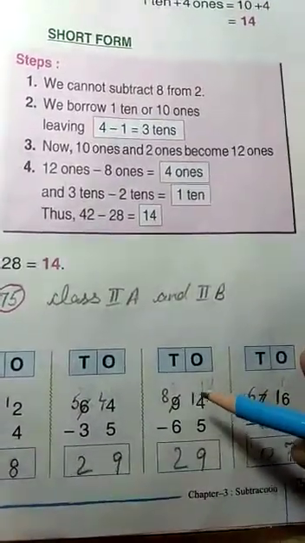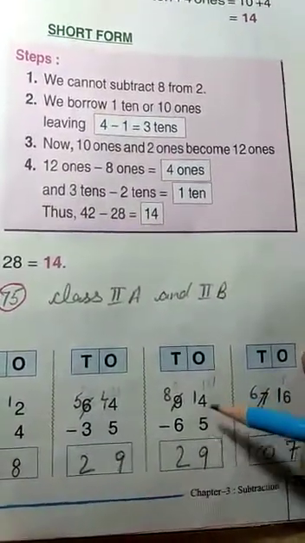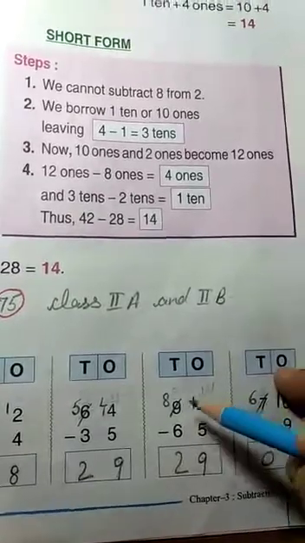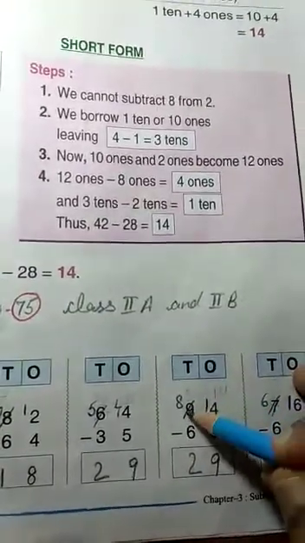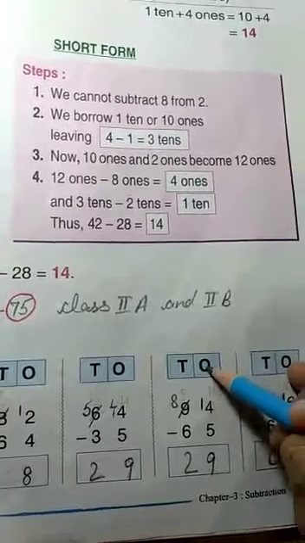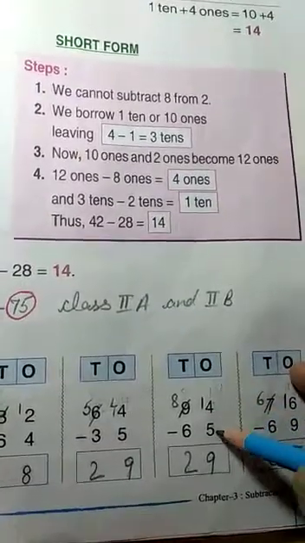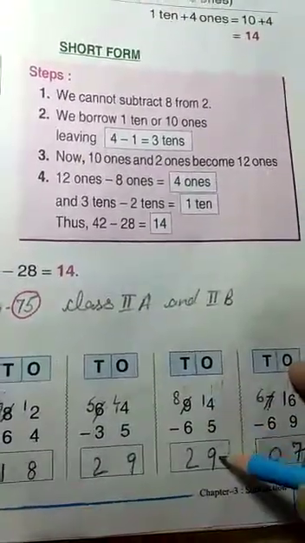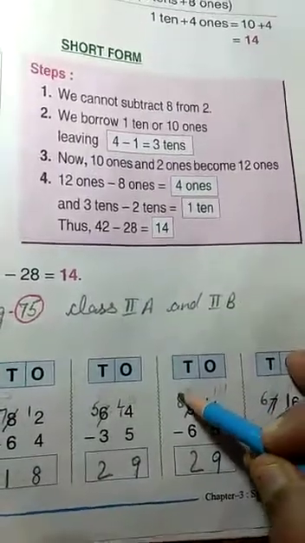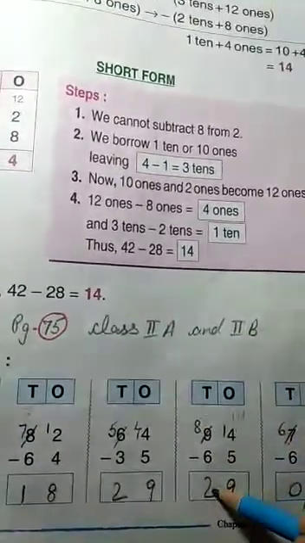Moving on to next, 45. You can't minus 5 out of 4, so you have to borrow 1 from here. When you borrow 1, this becomes 14. In the ones column, now it is 14 minus 5. 14 minus 5 will give you 9, and 9 reduces to 8. So 8 minus 6 will give you 2.